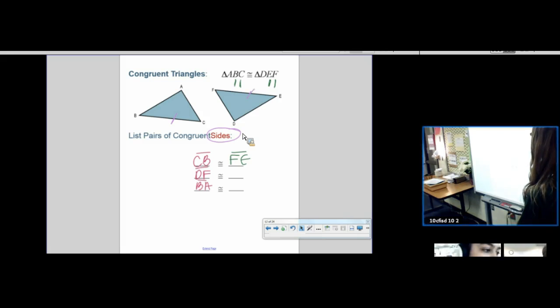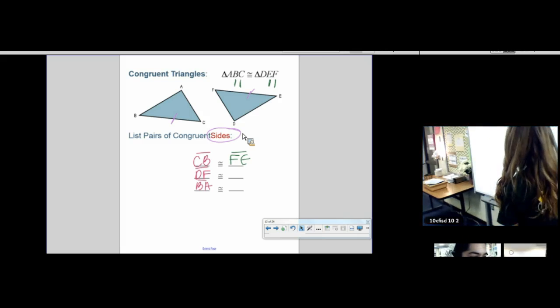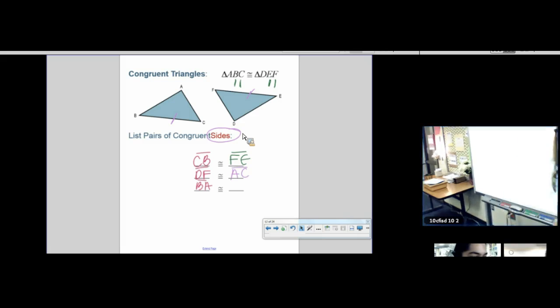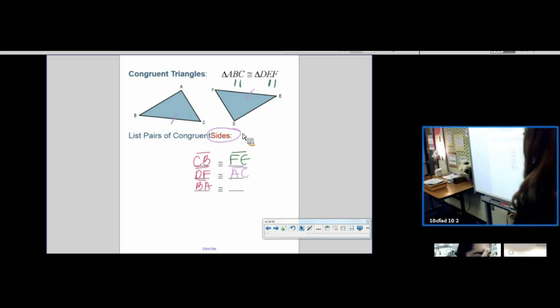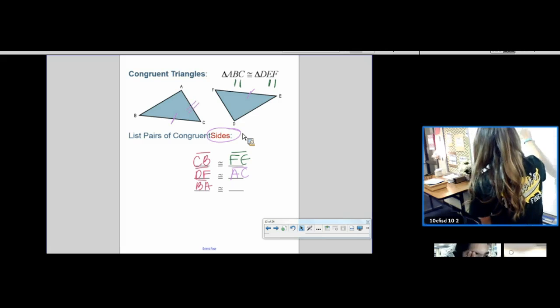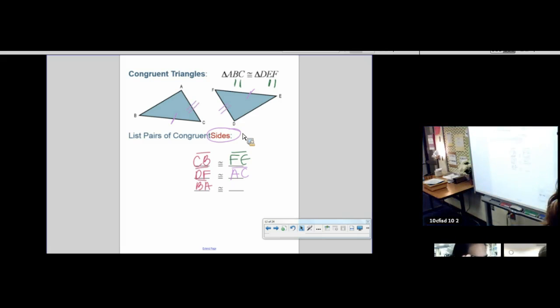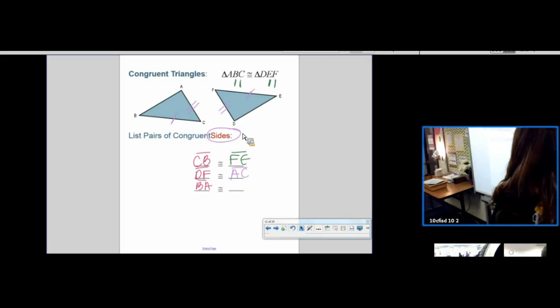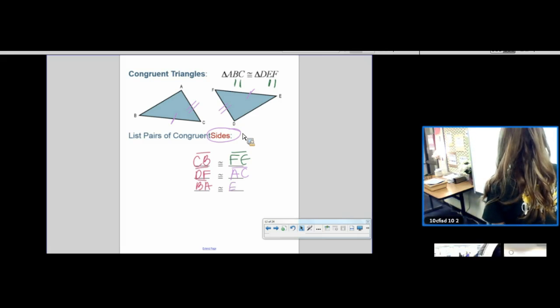DF is listed first and third. What else is listed first and third? DF. This one was AC. Good. So tick marks, double tick marks. Lastly, we have BA, and that would be congruent to ED.